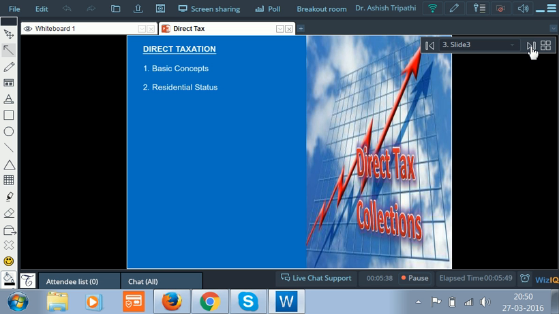There are some conditions. If you fulfill that condition, you will become resident of India. Otherwise, you will become non-resident of India. For example, there is one condition: residing 182 days or more in India during previous year. If you are in India for a minimum period of 182 days, you will become resident of India. It's a condition. So if you fulfill this condition, you will become resident of India. Otherwise, you will become non-resident of India.